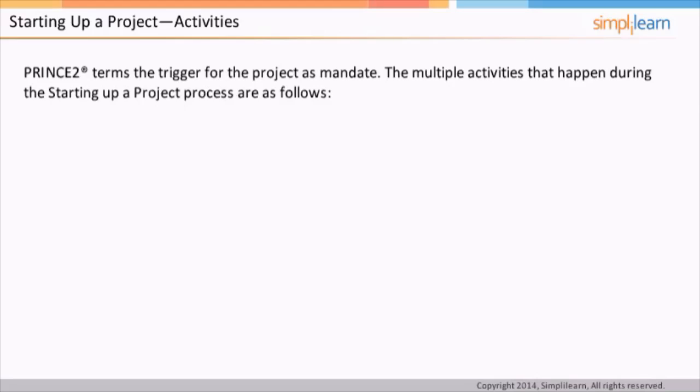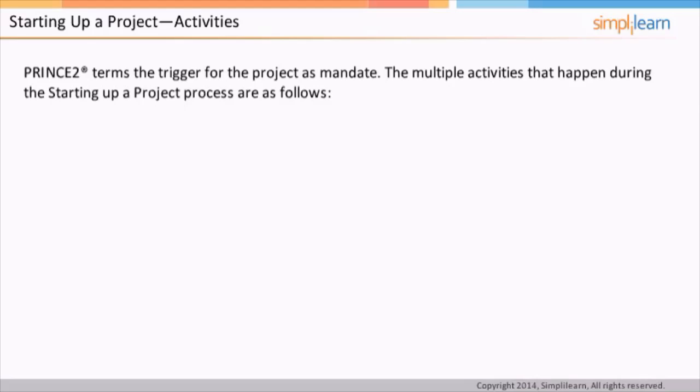The project brief is prepared to provide the project board with sufficient information to take the decision to initiate the project. For this purpose, the contents of the project brief are later extended and refined into the project initiation documentation, also called PID, via the initiating a project process. The multiple activities that occur during the starting up a project process later get captured in the form of a project brief. To accomplish a task in a project, a decision maker with appropriate authority is needed.